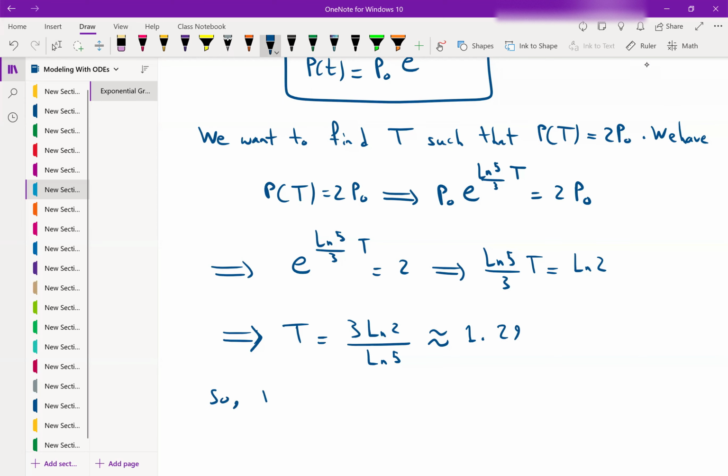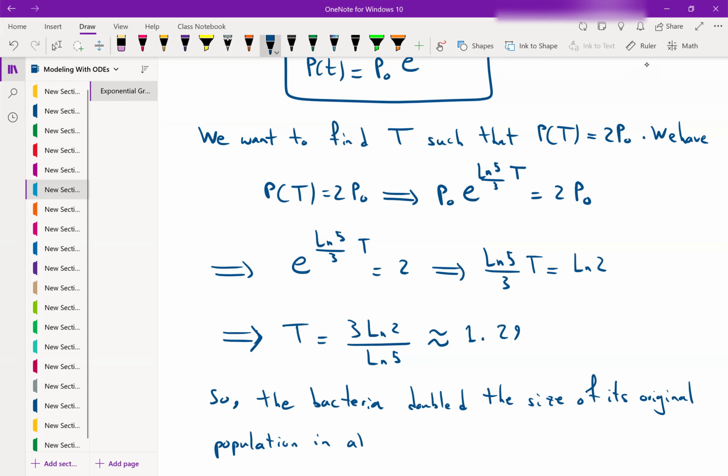So the bacteria doubled the size of its original, initial population in about 1.29 hours. Each hour is 60 minutes. 1.29 hours is approximately 77 minutes.